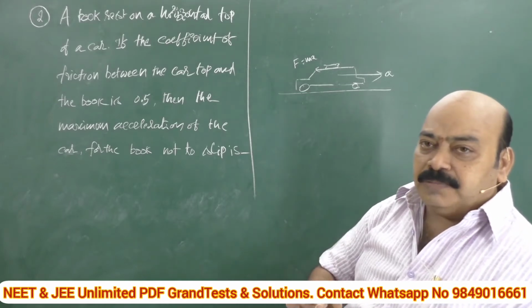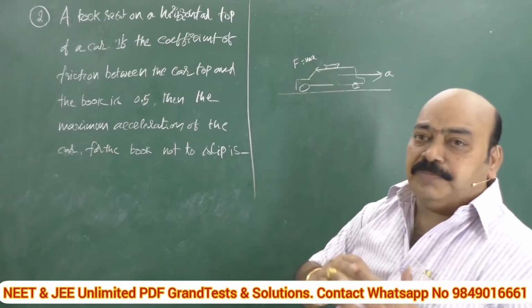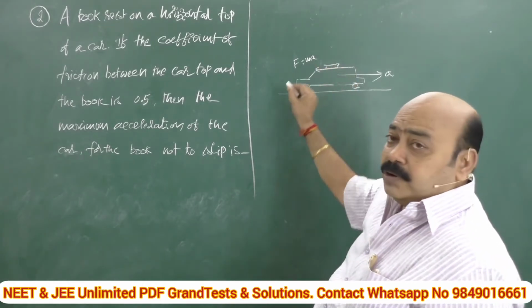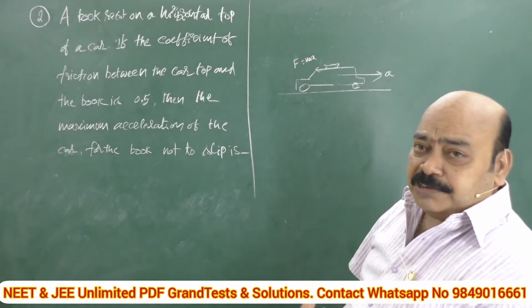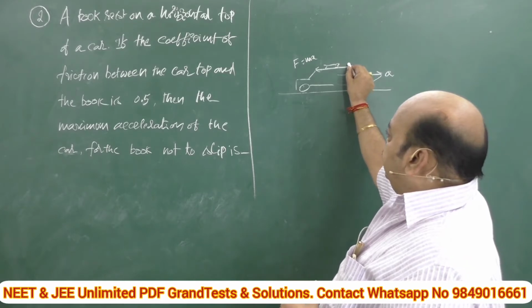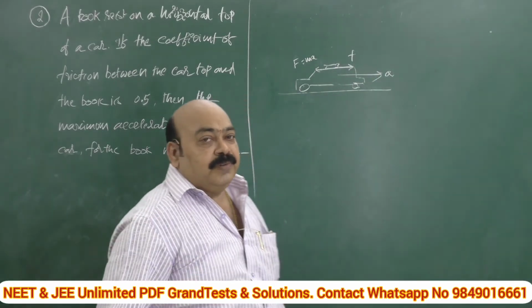So we have to establish what is the condition for the acceleration of the car and the friction between these two. Since this book has a tendency to move backward, what happened? The frictional force comes into existence, which acts in the opposite direction. That means in this direction the frictional force will act. Are you comfortable?